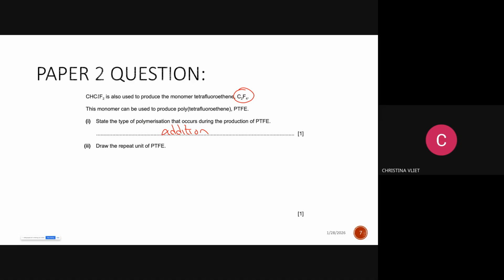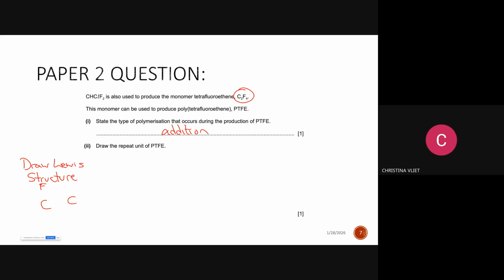First thing you want to do is draw the Lewis structure in the display formula. So draw the Lewis structure. I know some of you will be able to do this in your head, but we should always go through the process. So draw the Lewis structure for C2F4. 2 carbons. How many fluorines? 4. So I would distribute them 2 to each carbon.